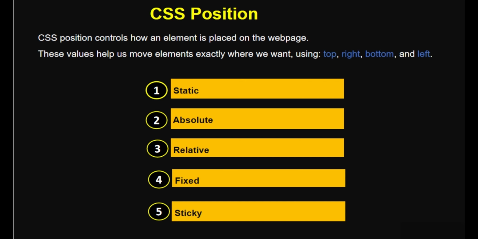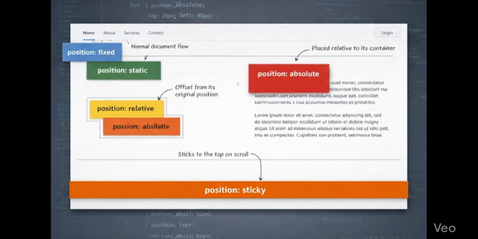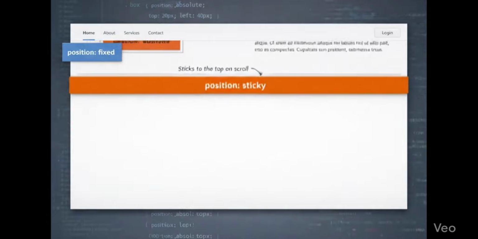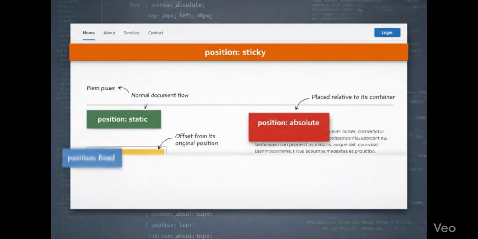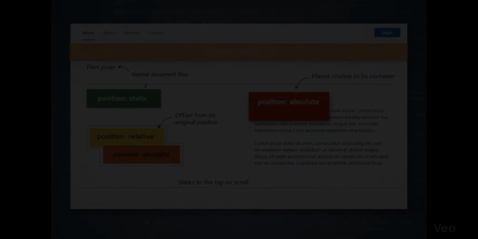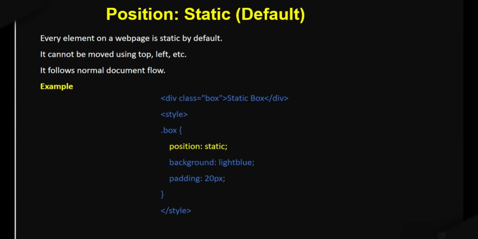Number 1, static position. Number 2, absolute position. Number 3, relative position. Number 4, fixed position. Number 5, sticky position. Static position. Every element on a web page is static by default.